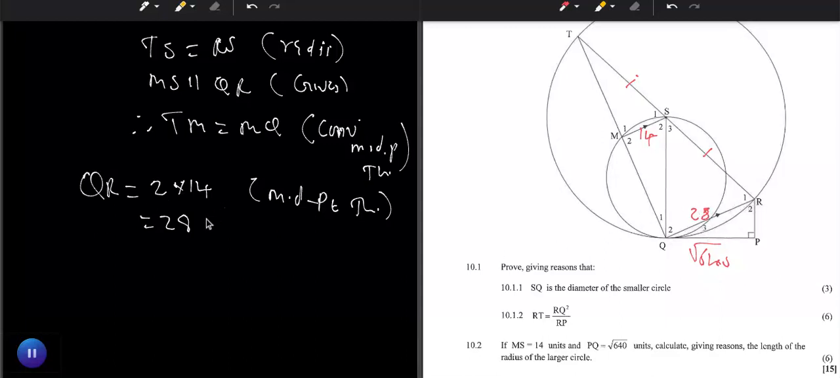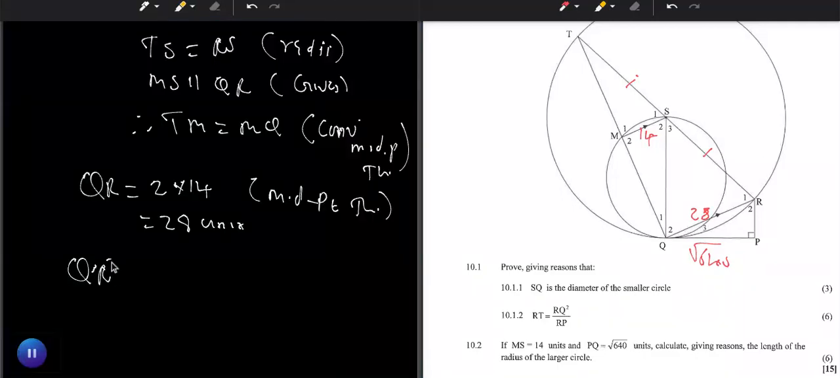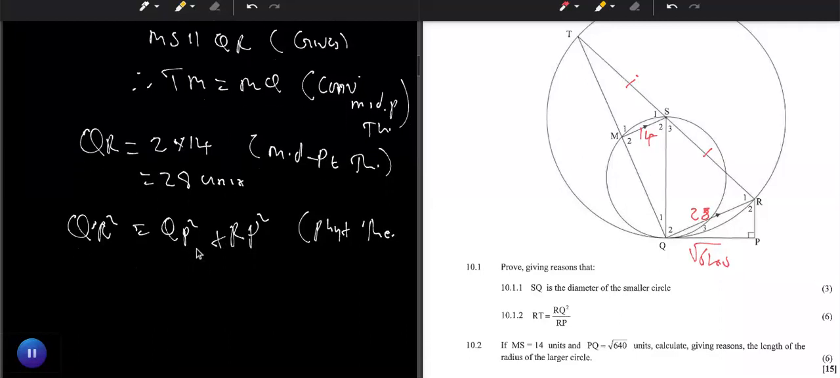So what is the next thing? 28 units. Now I have this one, I can use Pythagoras theorem. So if I use the Pythagoras theorem, it's going to be QR squared equal to QP squared plus my RP squared. The reason is Pythagoras theorem. Now I'm trying to work out my RP.